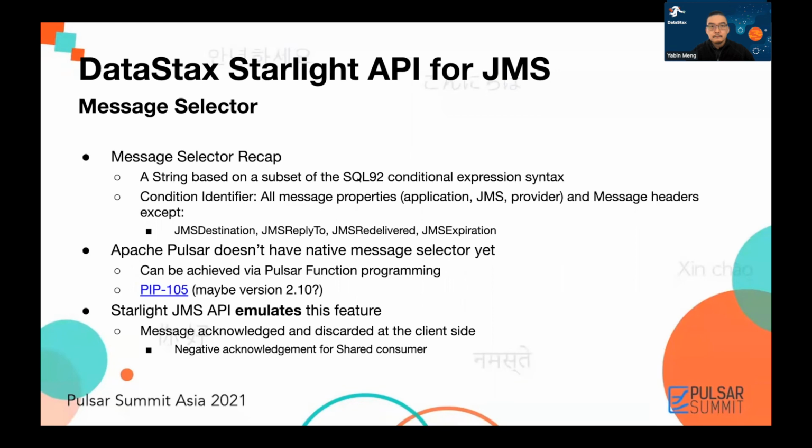Basically, the API will receive every message from the topic and check if it meets the message selection criteria. If it meets the criteria, the API will receive the message and move on. Otherwise, the API will do a negative acknowledgement, so the message will stay in the topic.